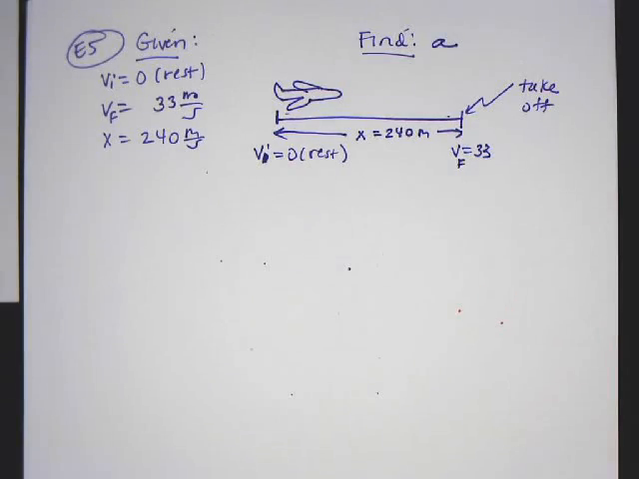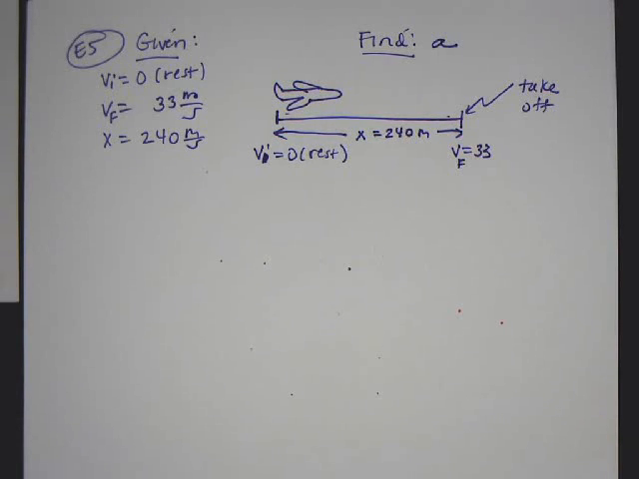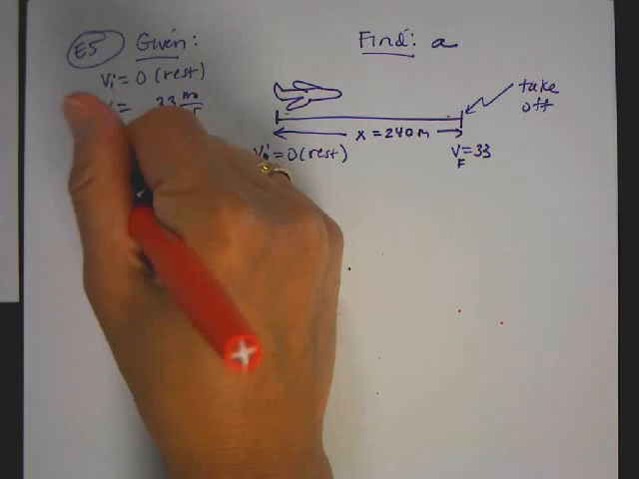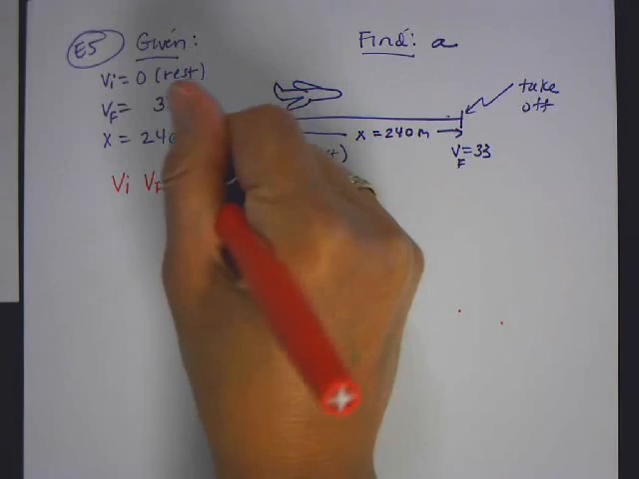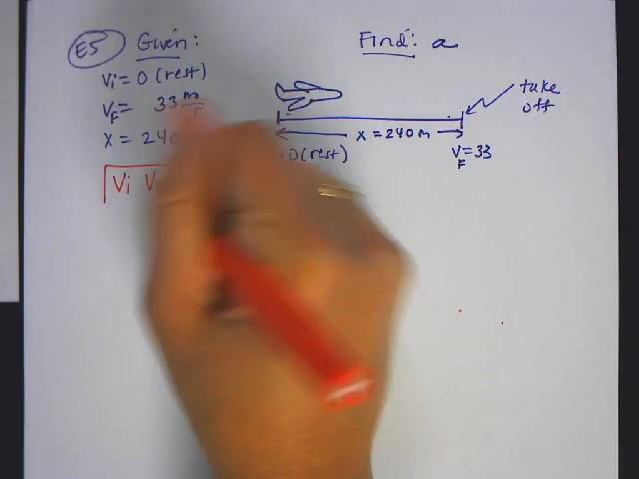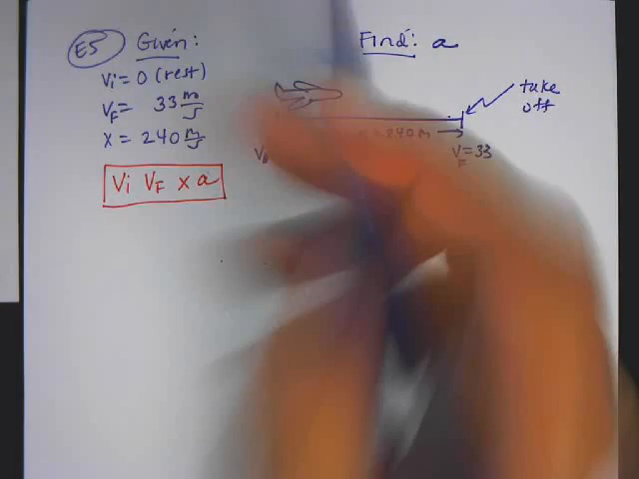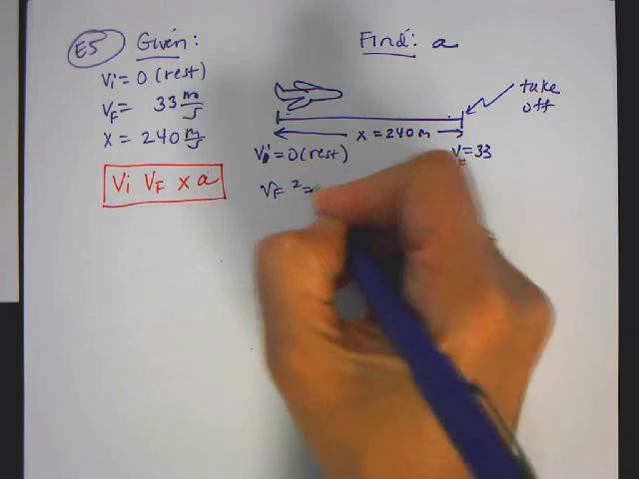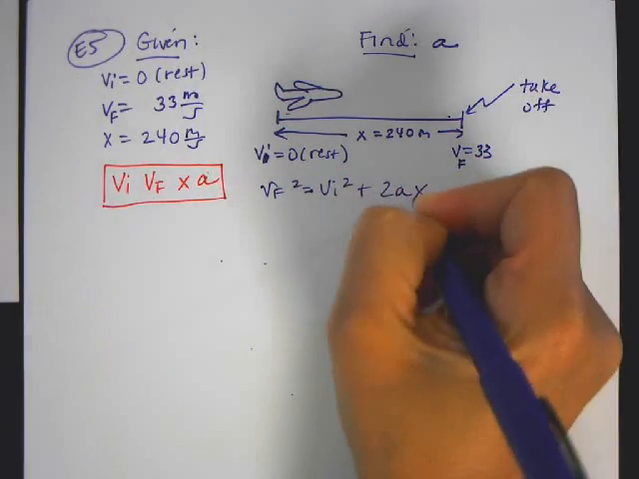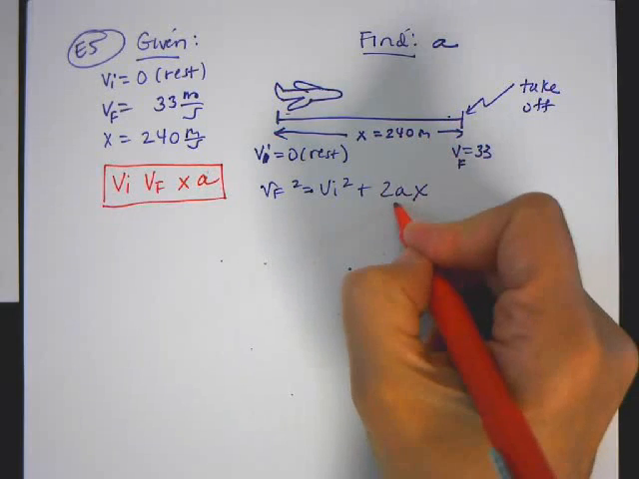So sometimes just drawing a little sketch like that is going to help me figure out what I'm missing in this problem. Whenever you see you're missing something, try and think: is the initial velocity missing? Is the final velocity missing? Okay? So now I see I have VI, I have VF, I have X, and I want to find A. So those are my 4 variables. So I know I'm going to be using the equation VF squared is equal to VI squared plus 2AX. And what I want to solve for here is A.